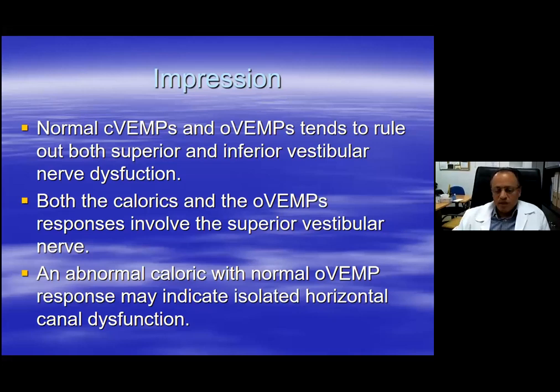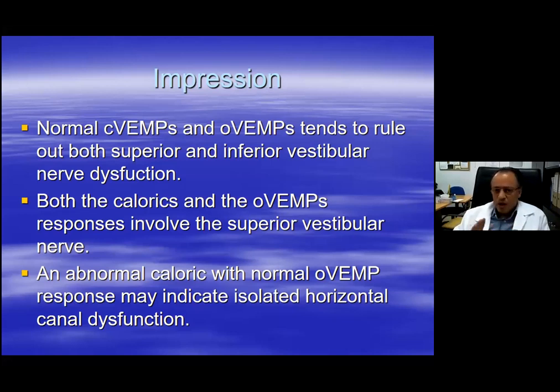And what's interesting here is that the CVEMP records from the inferior vestibular nerve, the OVEMP records from the superior vestibular nerve, but the air calorics record not only with regards to the lateral semicircular canal, but also the superior vestibular nerve. So why is there a differentiation with regards to superior vestibular testing, where one test is normal and the other test is abnormal?